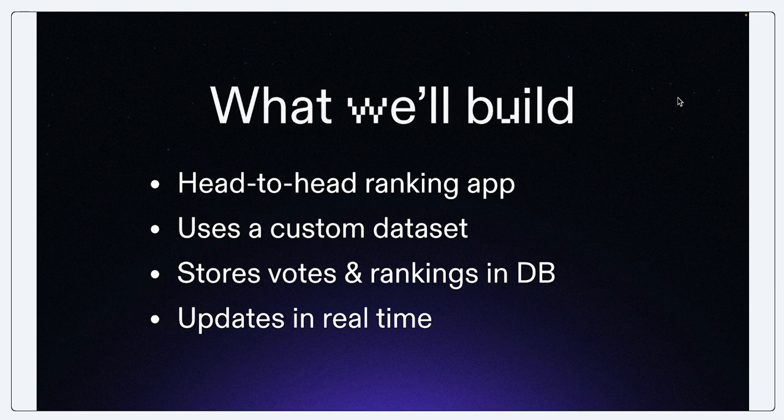So the idea is we're going to pull in some national parks data for the United States, and you'll be able to go to our app and vote between two parks that are presented to you, the user. Once you create a vote, we will, in real time, tally up a ranking for that park and return the relevant ranked parks.